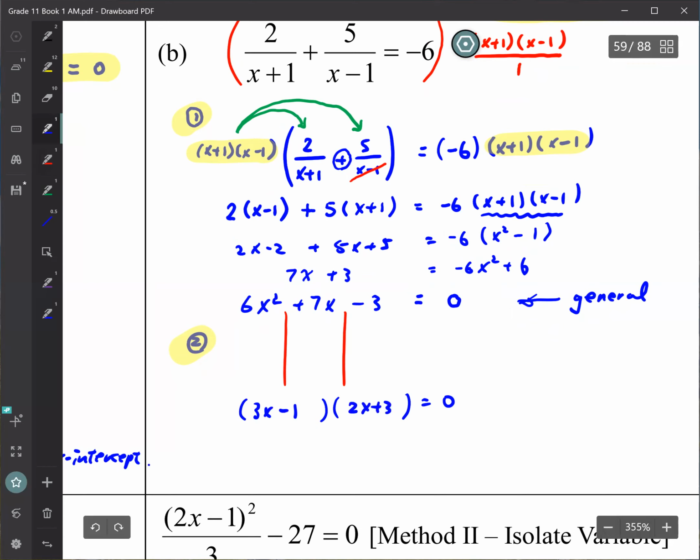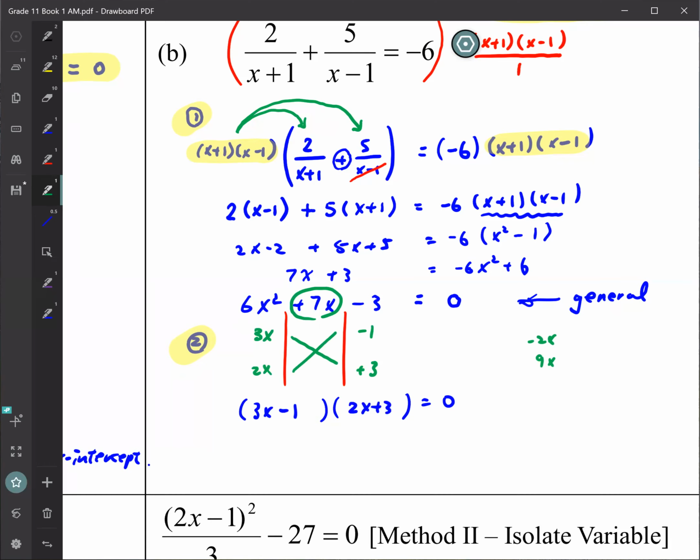So let's check if it works, okay? So 3x subtract 1, and then 2x plus 3. They multiply to make 6x squared. Multiply to equal -3. Cross multiply, that's -2x. This way is 9x. Add together is 7x. Yep, very good. Okay, and then finally, what's the last step now, Nathan?